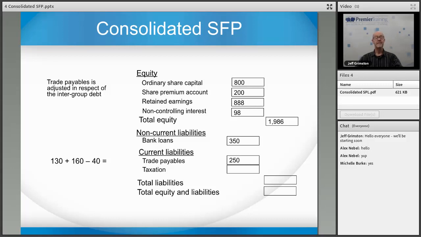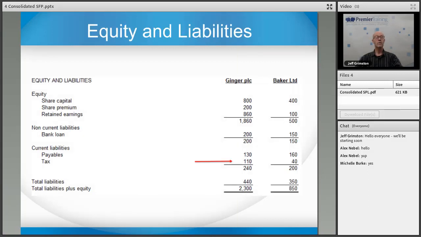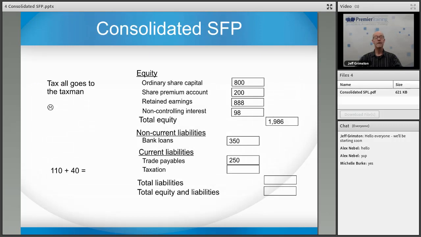Final item is taxation, which all goes, of course, to the tax man. We don't get to keep any of it. So all we do, tax liabilities 110 and 40, simply add them together, gives us 150. We can now add up total liabilities, which is 350 plus 250 plus 150, 750. Add that to our total equity to get a total equity and liabilities figure of 2736, which does indeed match the figure we had for total assets.